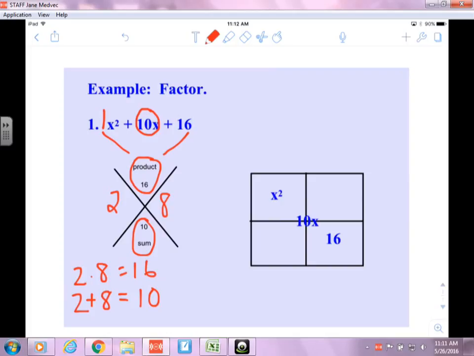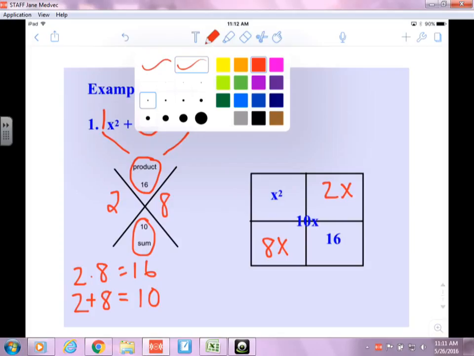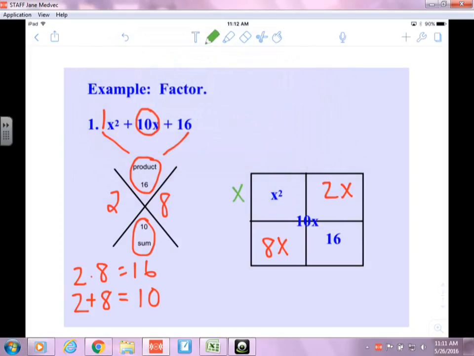Then I took my 2 and put it in my box. So I'm going to put 2x here, and my 8 I'm going to use as 8x here. And remember, those could flip-flop in either box. Now, what times what gives me x squared? X. So this is x and this is x. And x times what gives me 2x? 2. And x times what gives me 8x? 8. And 8 times what gives me 16? 2. So you'll notice that together they look like that. Does that make sense?